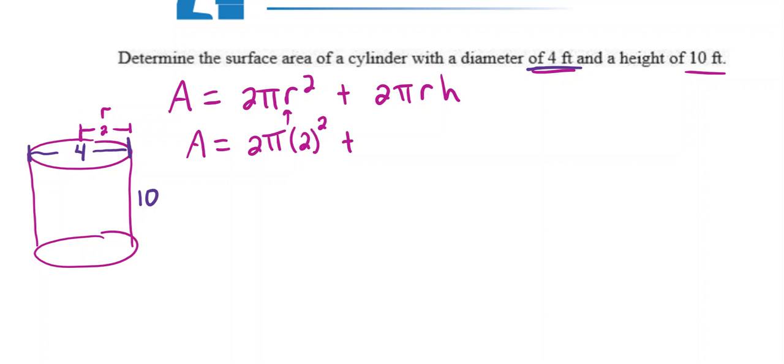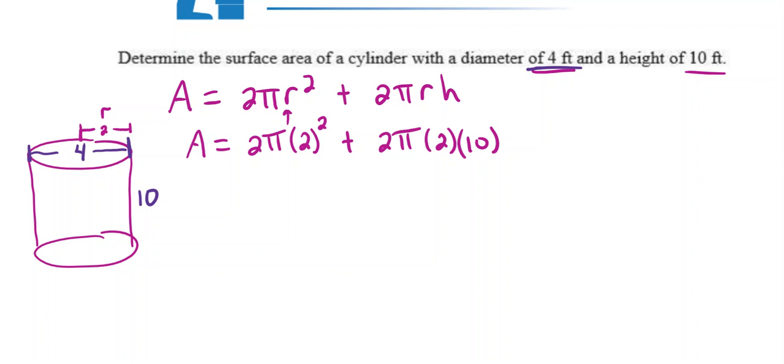Plus 2 times pi, and then times again the radius, which was 2, and then the height was 10. All right. At this point, we can pretty much just grab our calculators and start figuring this one out.